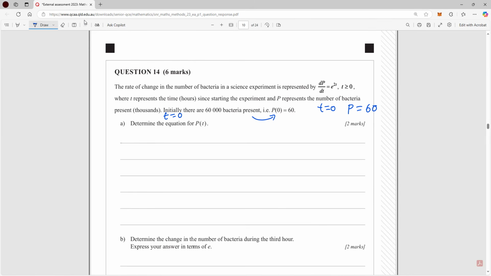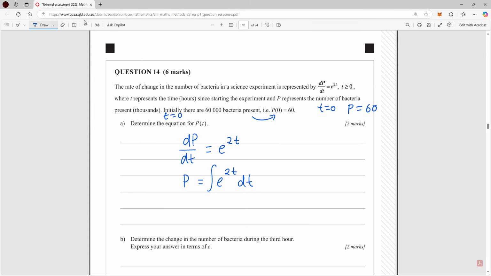Okay, so all we have to do is actually integrate this equation. So at the moment it's a differential equation. So if we want to turn this into just p as a function of t, we need to integrate it with respect to t. Okay, so all we do is just write our differential equation. So we have dp dt equals e to the power of 2t. Integrate this side, so p equals the integral e to the power of 2t dt. Now to integrate this guy here, you need to divide by the differential of your inside function, okay?